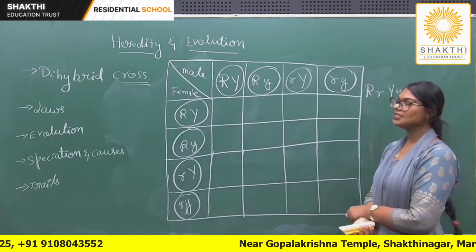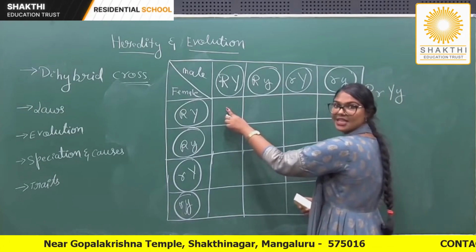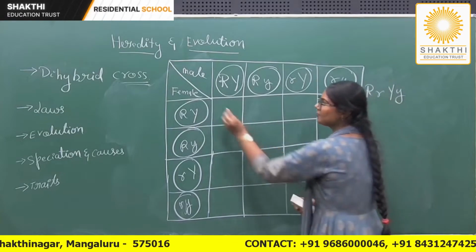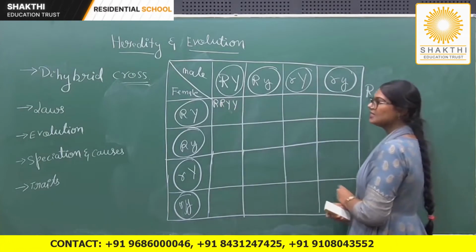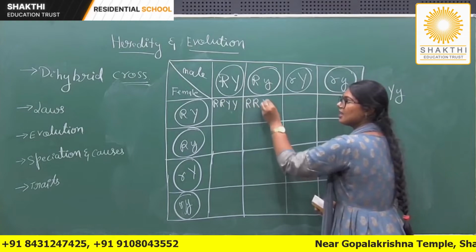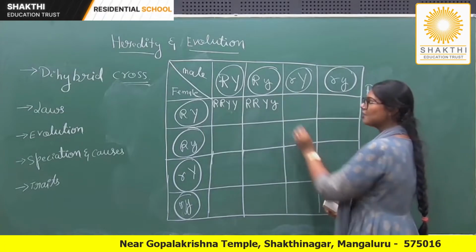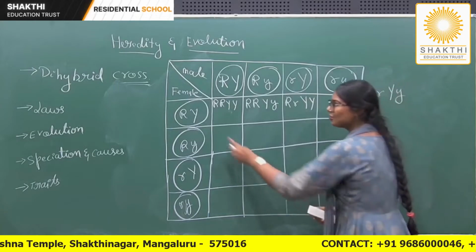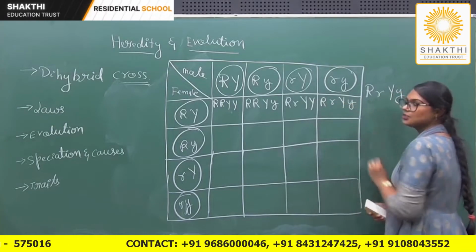Once we are done with this, we start filling in the genotypes. So the first box is this. How do we fill this? First box from here and first box from here. What do we have? Capital R, capital R, capital Y, capital Y. The second box is nothing but this and this. So we have capital R, capital Y, small y. Third box is this and this. We have capital R, capital Y, capital Y. And the fourth box is this one and this one. Capital R, capital Y, small y.